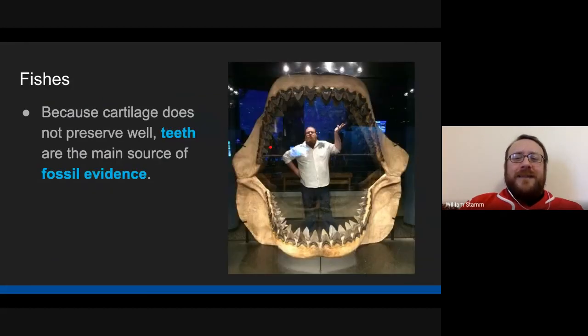Cartilage does not fossilize very well, but the teeth are a little bit more resilient. So we actually have found teeth, and if the teeth were that big, this is how big the jaw would have to be. This is how we know how big megalodon were. That's a big man, and that's a really big shark. So the fossil evidence is there for these for sure.